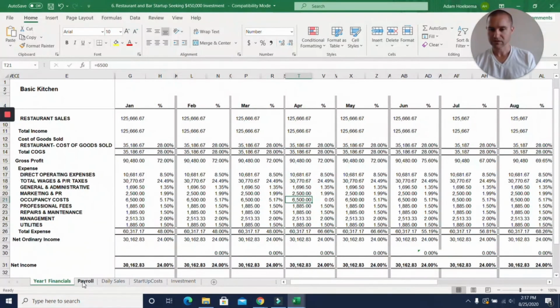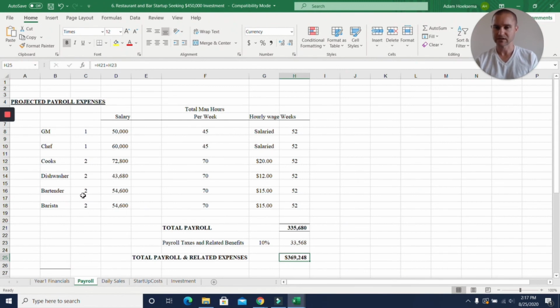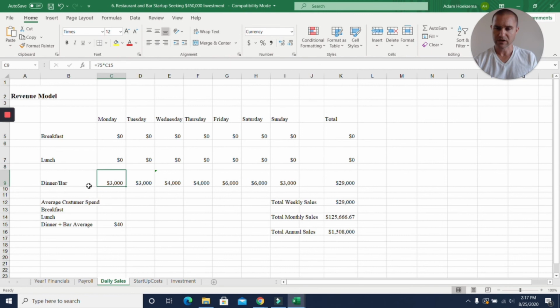So, let's jump into these other tabs and see if there's anything else that sticks out that maybe is making this model extremely profitable, or are they missing some expenses here? So you can see the different positions: a general manager, chef, 2 cooks. This is the number of positions, and then the salaries for those positions, the number of hours worked, and it gives you a total payroll expense. Jumping over to the daily sales, we can see no breakfast or lunch, so this is really just a restaurant and bar concept.